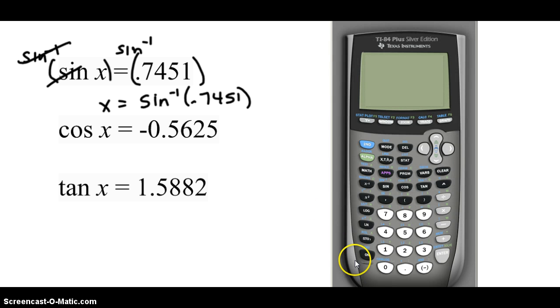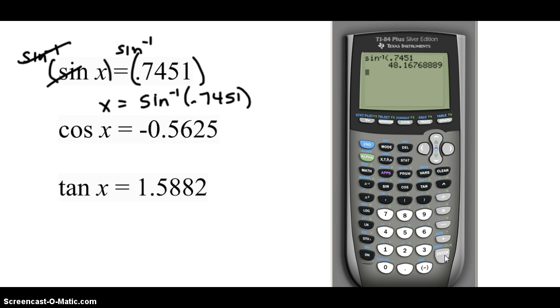Okay, so if I bring up my calculator, and again make sure that we're in degree mode, which I am, I already had changed that. Okay, and we're going to do the second function on sine to make sure that we have sine to the -1, right? And we're just going to type in 0.7451 and hit enter. So that angle is about 48.2 degrees. Okay, try the next two.